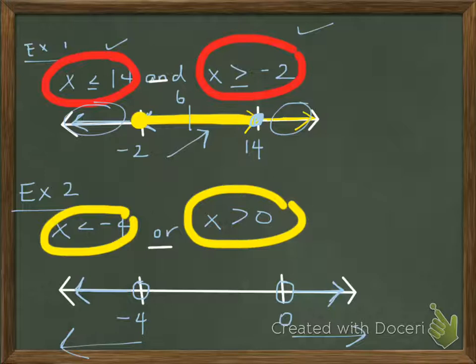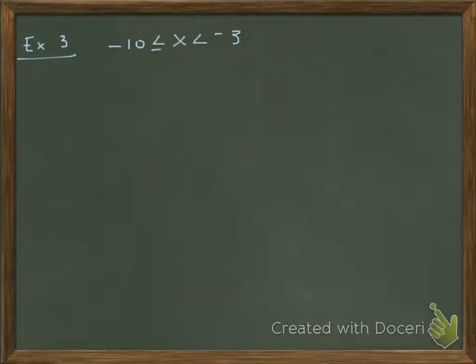So essentially all I'm doing is graphing 2 inequalities on the same number line. And they should be going in the opposite direction. Okay? Let's look at example number 3.